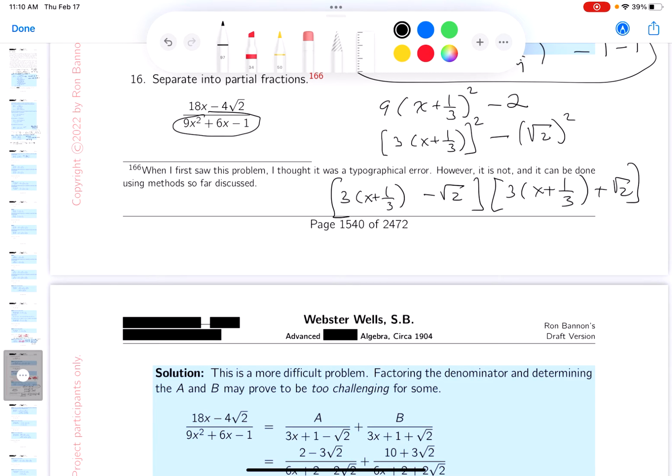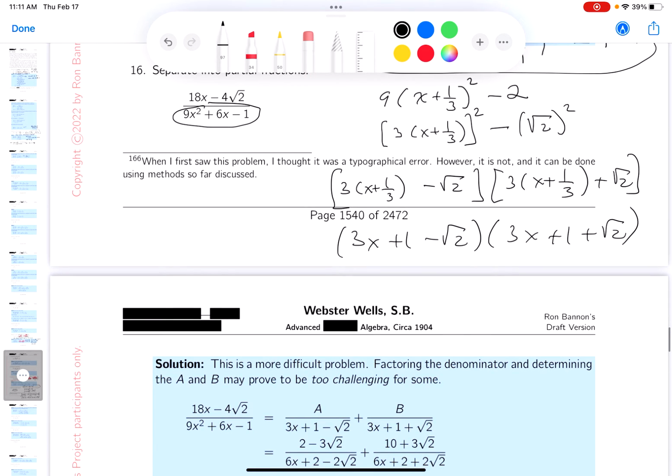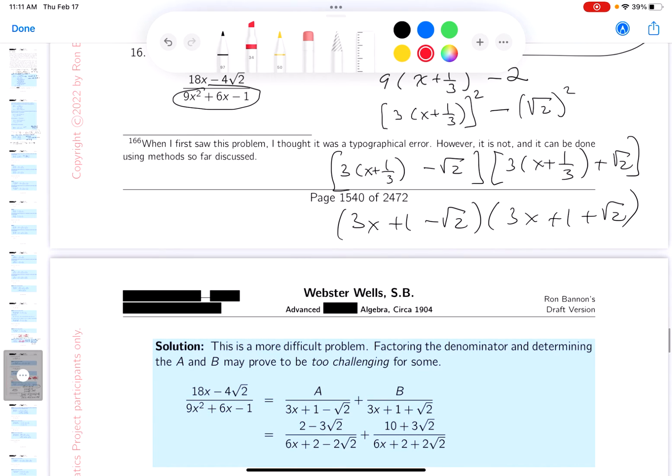So if you look at this thing, what do you get? 3x plus 1 minus root 2. And over here, you get 3x plus 1 plus root 2. Now, I realize someone's going to argue, I could have done that by using the quadratic formula. I'm not saying you couldn't have. All I'm saying is that's the linear factors now. I want to point out these are written down. I would say if you got to that stage of the game, that's an accomplishment for most students.